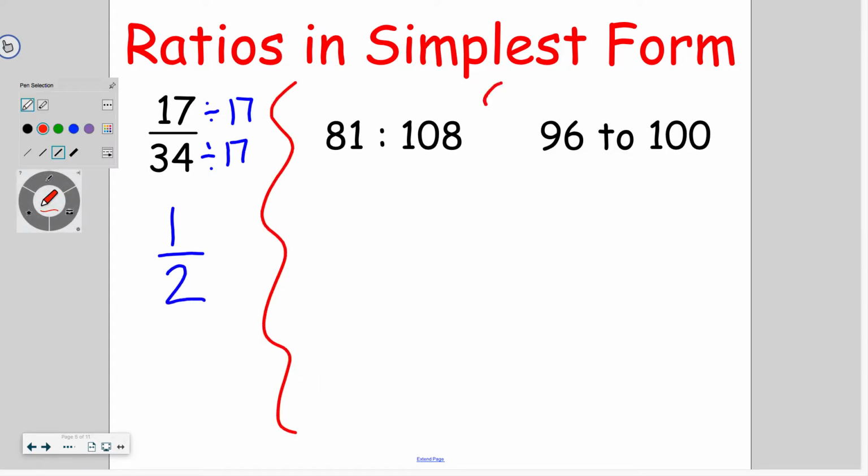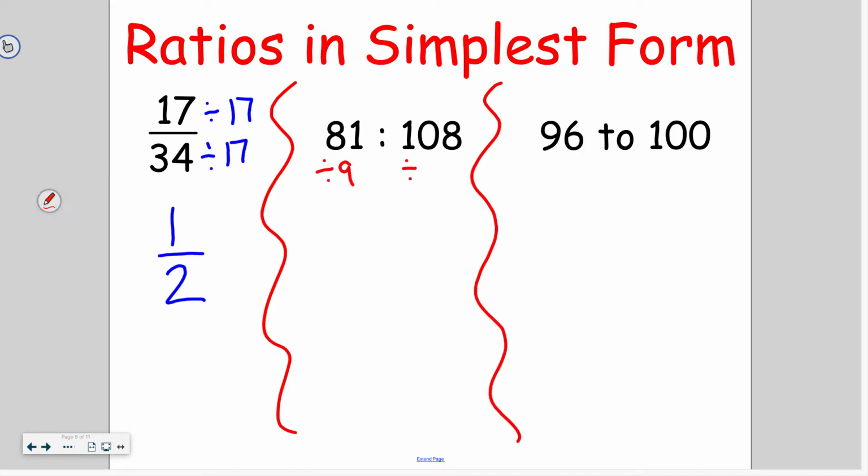Looking at the second one, I can divide both of these by 9, and I get an answer of 9 compared to 12. Again, that's not fully reduced because we can divide both of those by 3, and we end up with a ratio of 3 to 4. That's not the only way to go about the problem. You could have started by dividing by 3, divided by 3 again, and then divided by 3 again. There's multiple ways to reach the same answer.